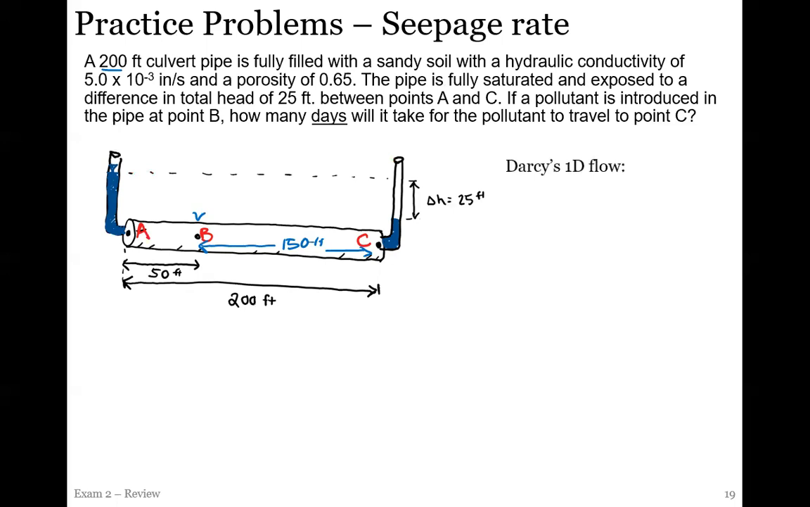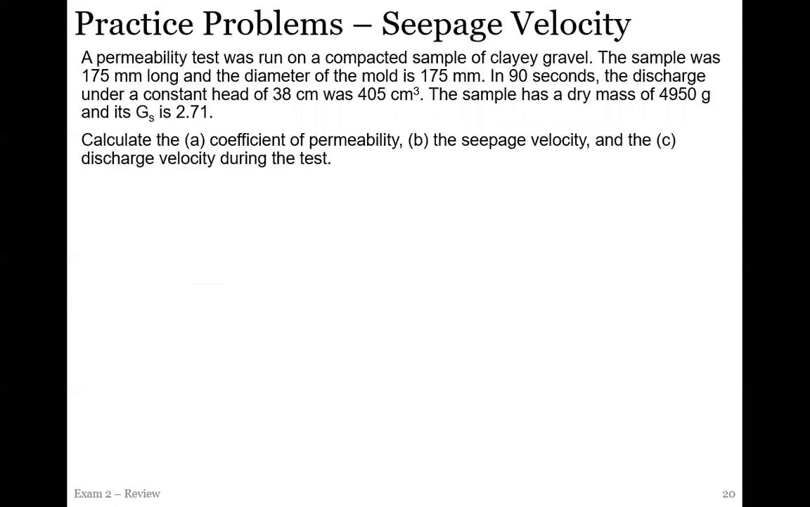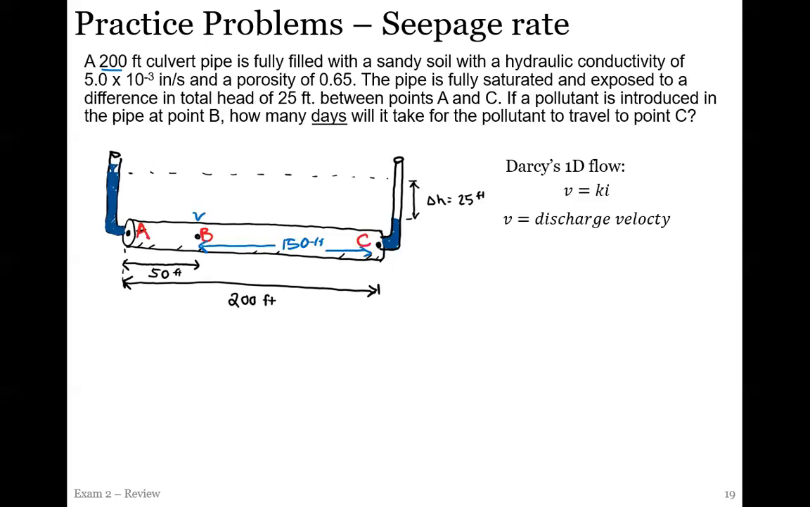So what we would do is use Darcy's one-dimensional flow. The discharge velocity is what we can find from Darcy's flow, but what we actually need is the seepage velocity, which is equal to Vs divided by n.